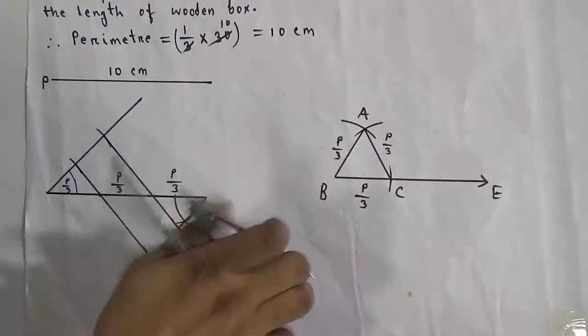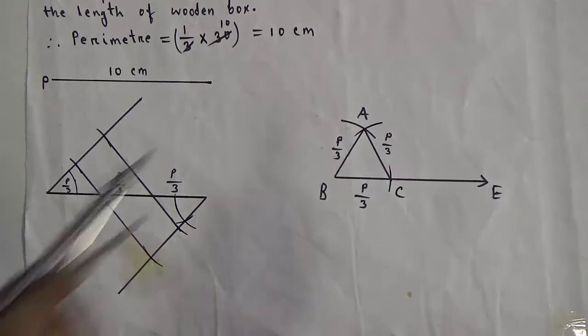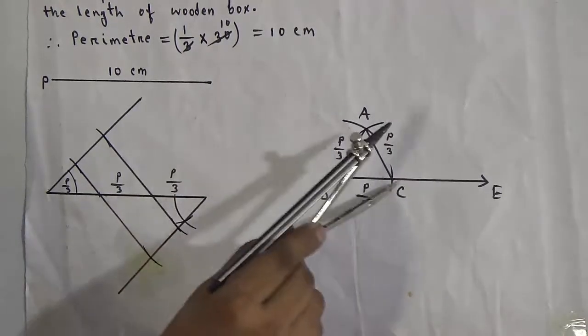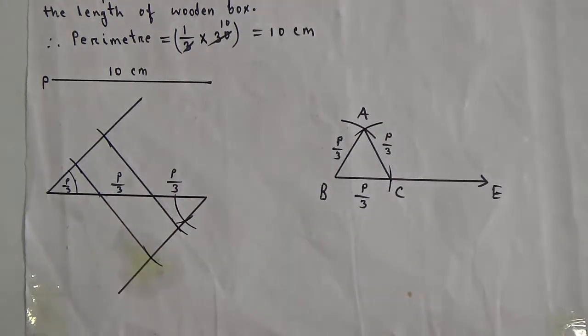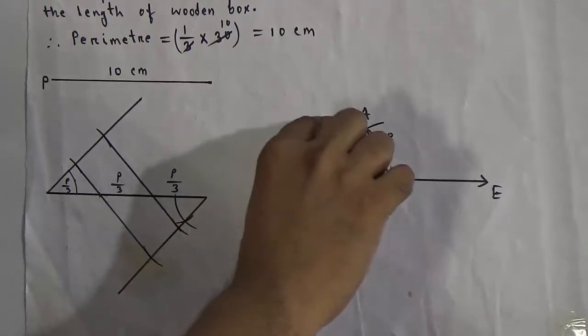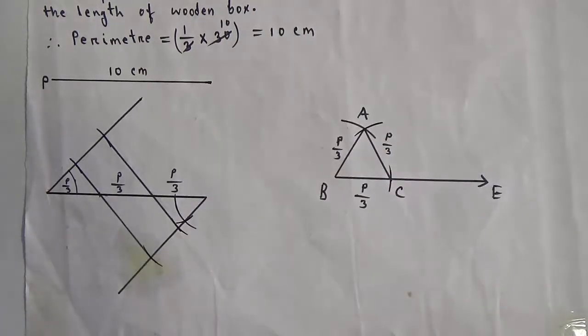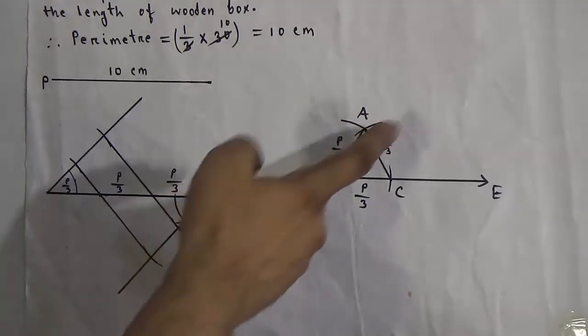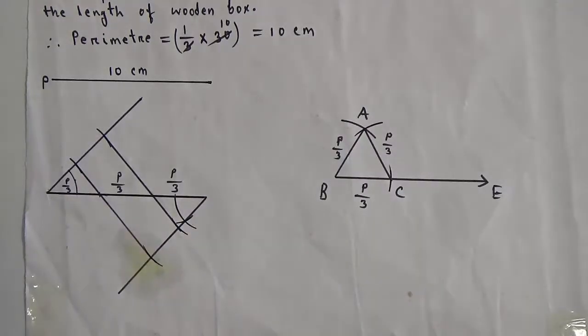Dear students, now ABC is our required triangle, each side of which is P by 3 centimeter. If we add this P by 3, this P by 3 and this P by 3, then the total length will be P, that means 10 centimeter. That means this triangle's perimeter will be 10 centimeter, which is 1/3 of the length of the wooden box.